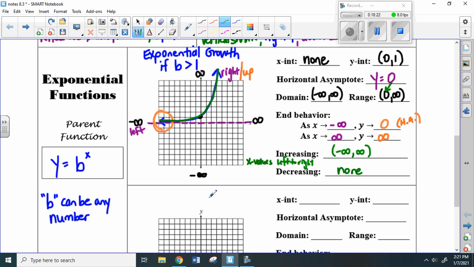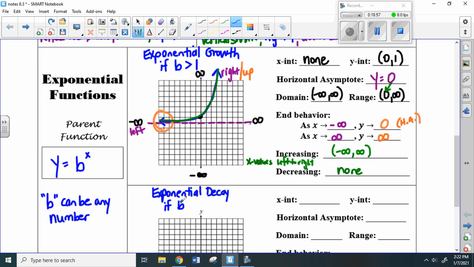All right. Now what happens if b is a fraction? Well, we call that exponential decay. And maybe in science you might have heard like elements have half-lives. That means they literally break down into half that amount over a certain amount of years, and then half that, and half that, and half that, and so on. So we call that exponential decay.